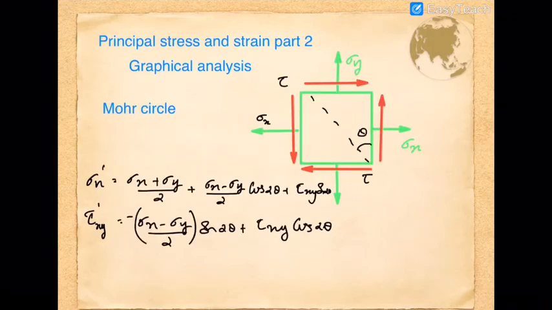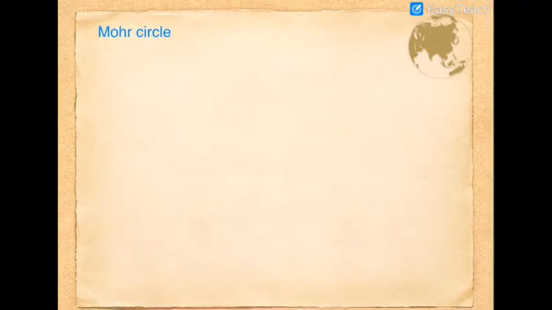For analytical purposes, the normal stress acting on an arbitrary plane at an angle theta with the vertical is given by this formula, and the corresponding shear stress is given by this formula. So this is regarding the analytical section. Now we are going to a graphical method, the Mohr circle. Before going to the graphical construction, I just want to discuss the theoretical part. Why is it that shear stress and normal stress can be represented by a circle?